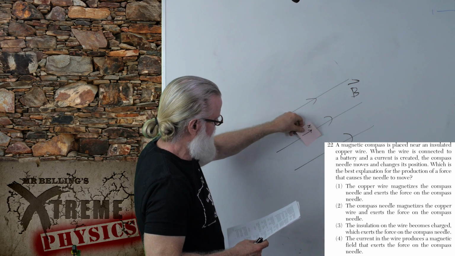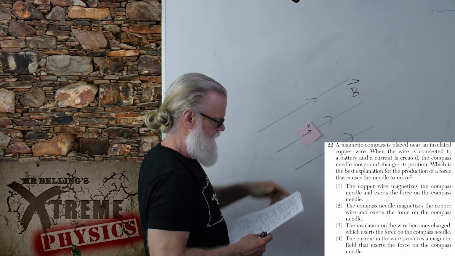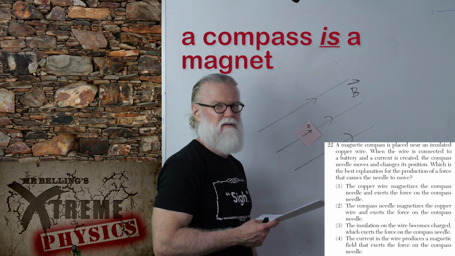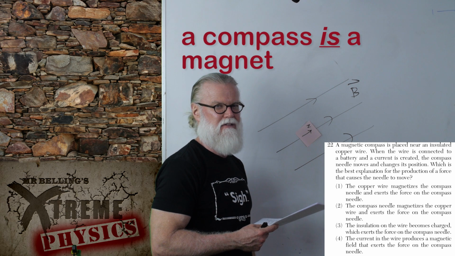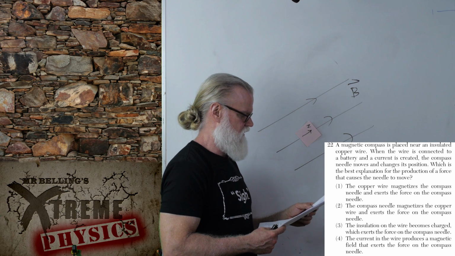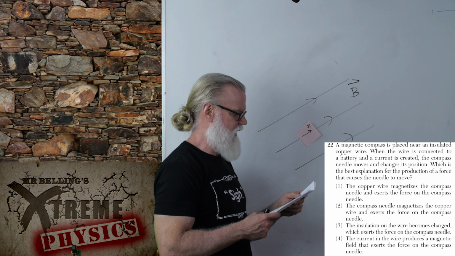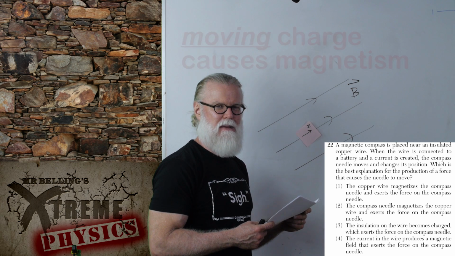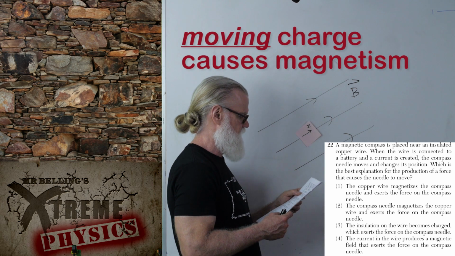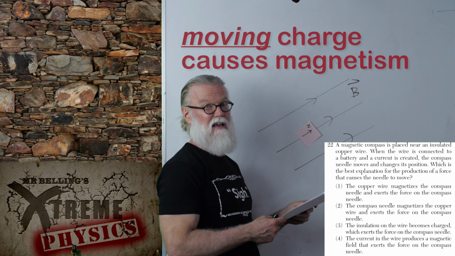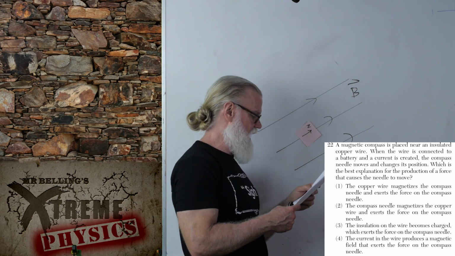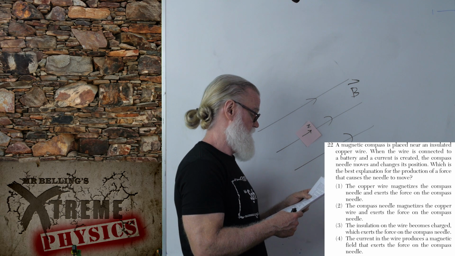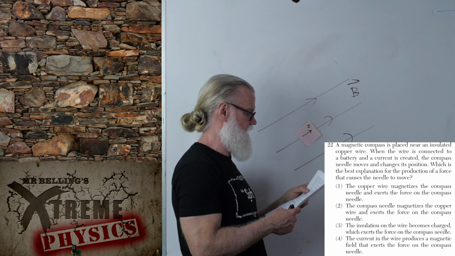So anyway, why does this thing turn? Why does it experience a force? Number one, the copper wire magnetizes the compass. No, the compass is already magnetized. What kind of a silly statement is that? It exerts a force. No. The compass needle magnetizes the copper. No. The copper wire has magnetism because it has charge moving through it. The insulation on the wire becomes charged. No, it doesn't. Which exerts the force, and no.